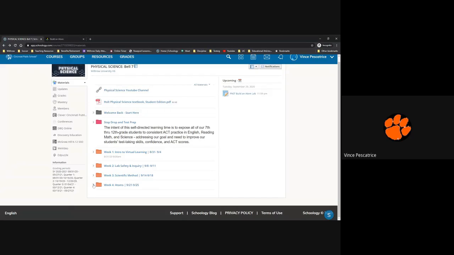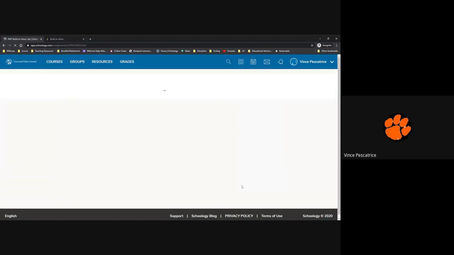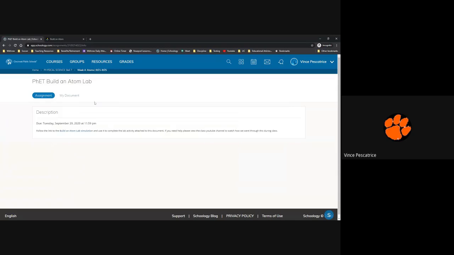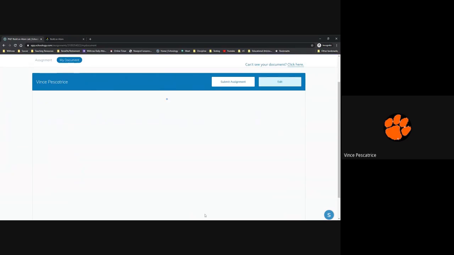All right, so in the week four folder, build an atom, PhET. Go to my document, and it should load.